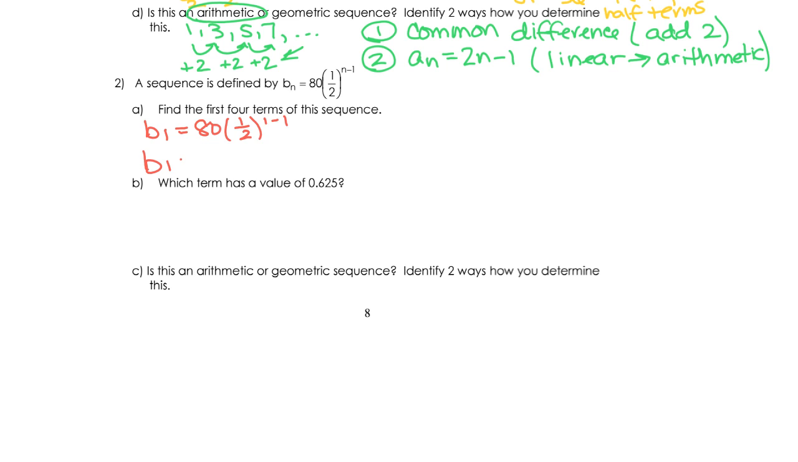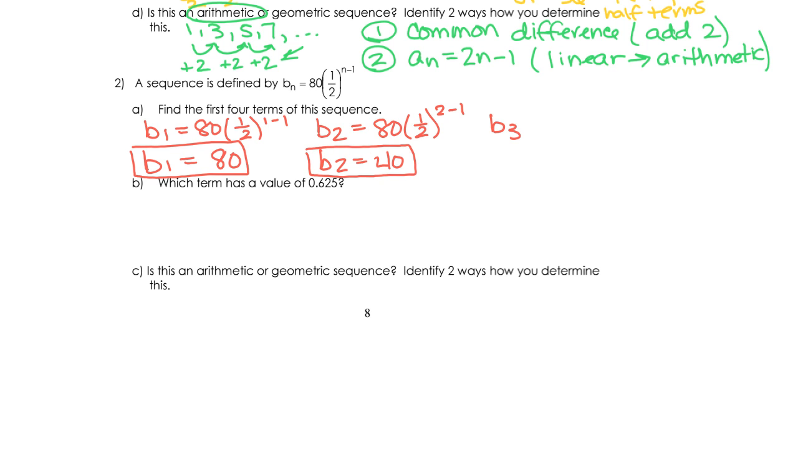Okay. And if we type that into our calculator, or we do that by hand, 1 minus 1 is 0, 1/2 raised to the 0 power is just 1, and 80 times 1 is 80. And so that becomes our first term. All right, they want the first 4 terms. So now we're going to have to go ahead and find the second term, which means we're going to go ahead and plug in 2. And when we calculate our second term, it comes out to be 40.